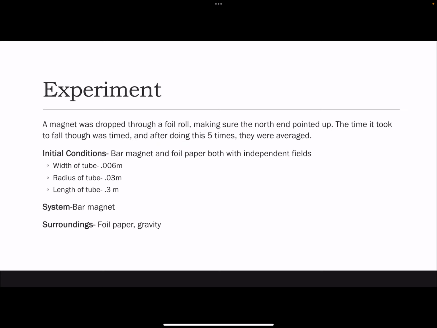The initial conditions included the bar magnet and the foil paper were both with independent fields. The width of the tube, the radius of the tube, the length of the tube, all their numbers are listed below. And the system is the bar magnet, the surroundings is the foil paper, and gravity.